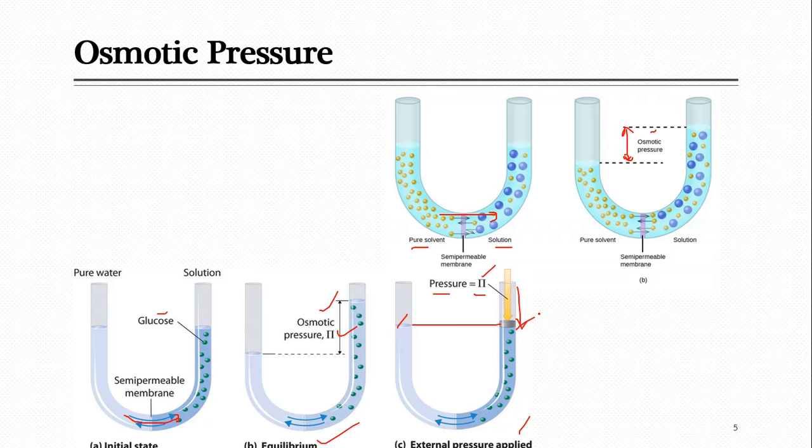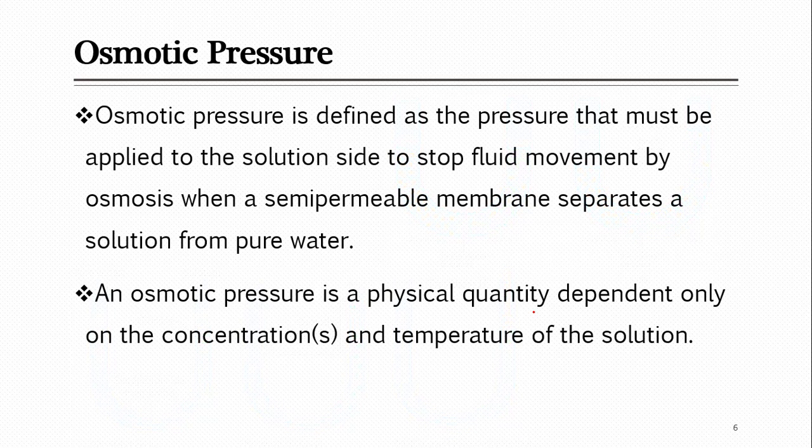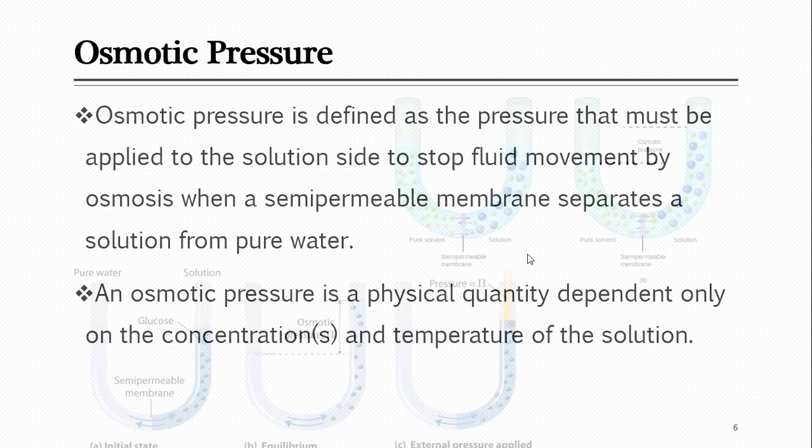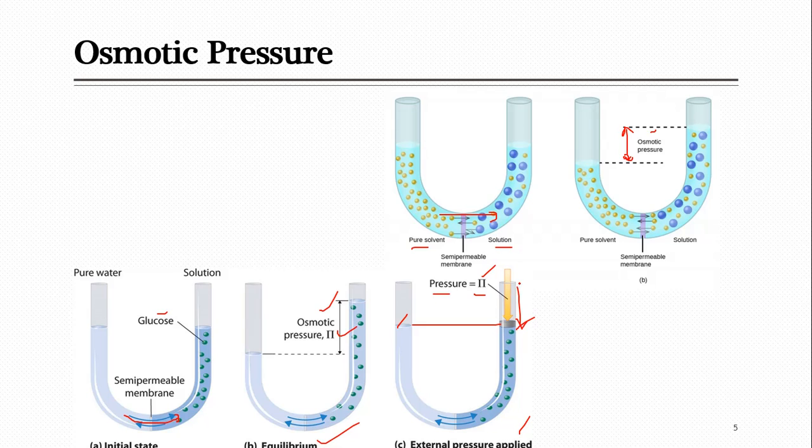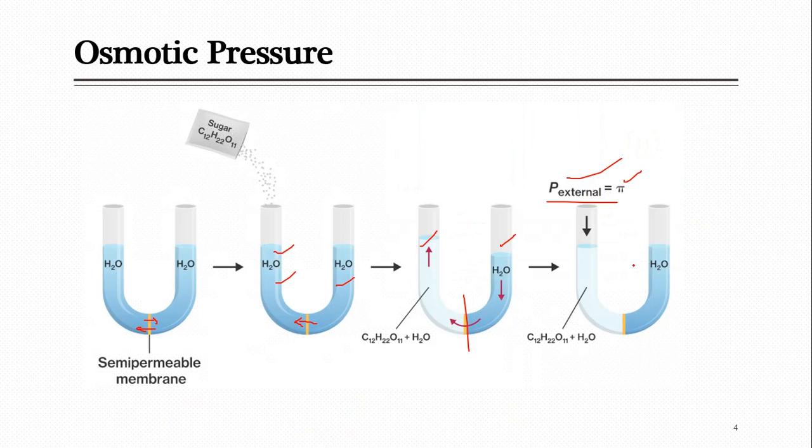So if we want to avoid this natural phenomenon of osmosis, we can apply pressure so that liquid doesn't travel to the other end. So from here you can define osmotic pressure, that is defined as the pressure that must be applied to the solution side. So what do you see here, where we are applying the pressure? We are applying pressure on the solution side. Either in this example you have seen, or the last slide here, where we have to apply the external pressure equal to osmotic pressure, we have to apply it on the solution side, not on the pure liquid side.